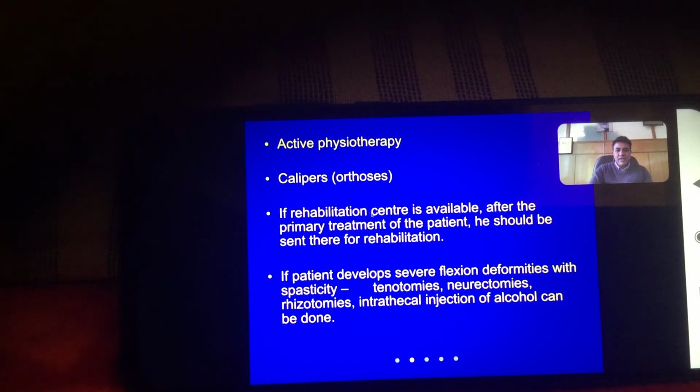And if a rehabilitation center is available after the primary treatment of the patient, he should be sent for rehabilitation. In our country, we have a couple of rehabilitation centers. In Sangha, there is a very good spinal cord rehabilitation center. If you send the patient there, they will teach everything: taking care of themselves, wheelchair mobilization, transportation of the patient, and even a lot of skills. They teach patients to do a lot of work by their hands to earn their bread and butter.